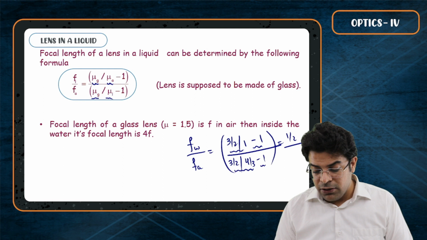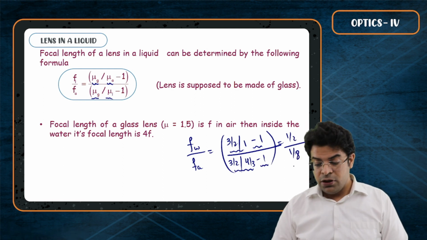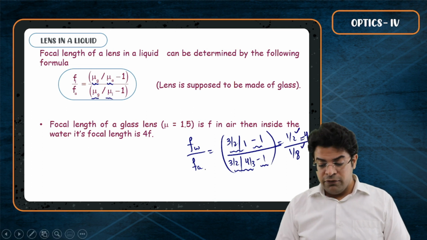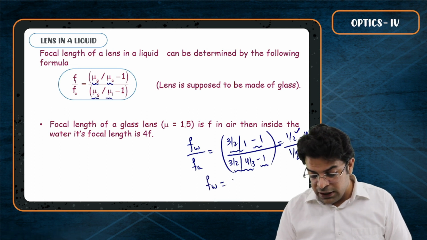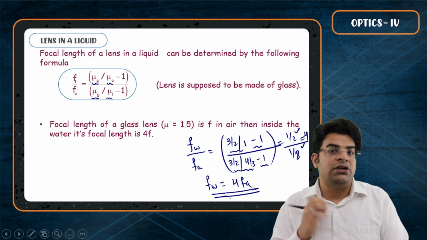9 by 8 minus 1 gives you 1 by 8. And 1 by 2 by 1 by 8 gives you 4. So you will say that the focal length in water equals 4 times the focal length in air. And that's what this result says.